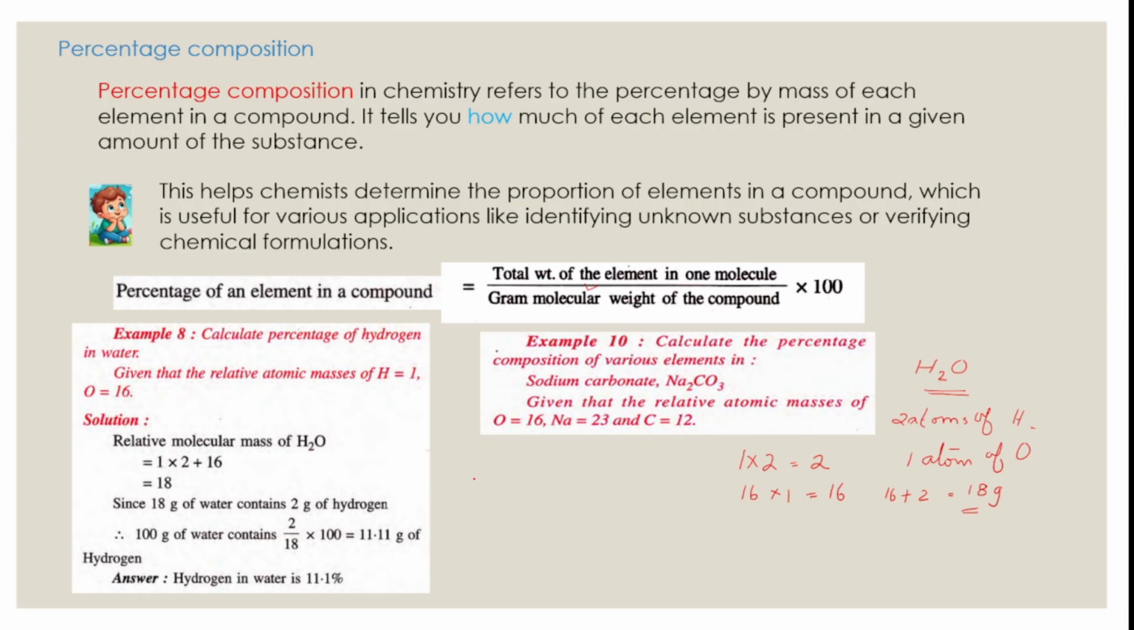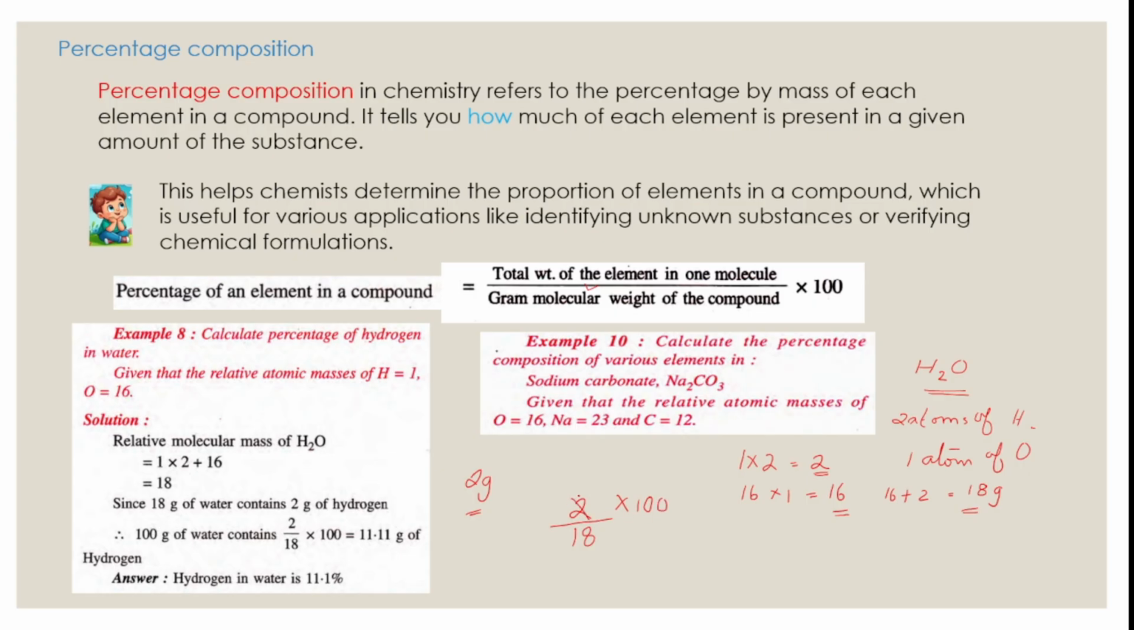So two atoms means we have 2 grams of hydrogen. We have already found it out here: 2 grams of hydrogen and 16 grams of oxygen. So the total weight of the element we want, hydrogen, is what? 2 grams. And what is the total mass of the compound? It is 18. The water molecule is 18 gram. So the total weight of hydrogen divided by the gram molecular mass of water, into 100.